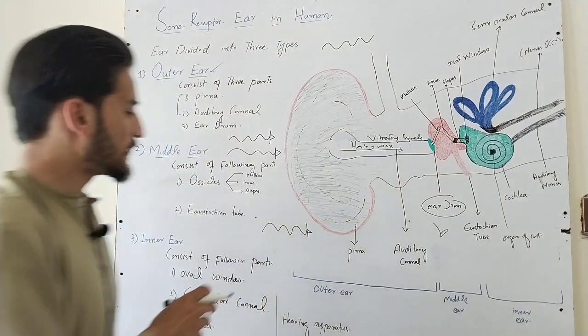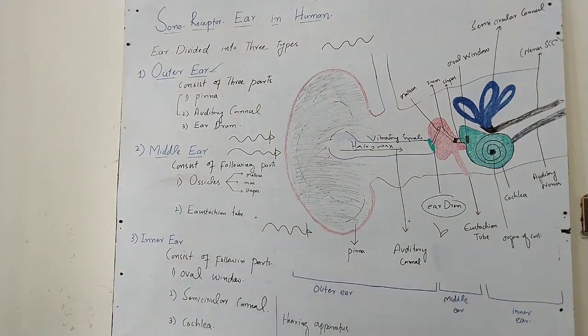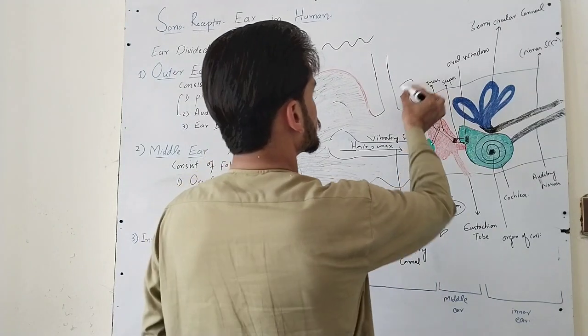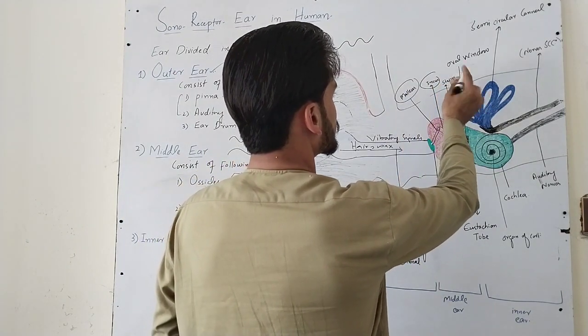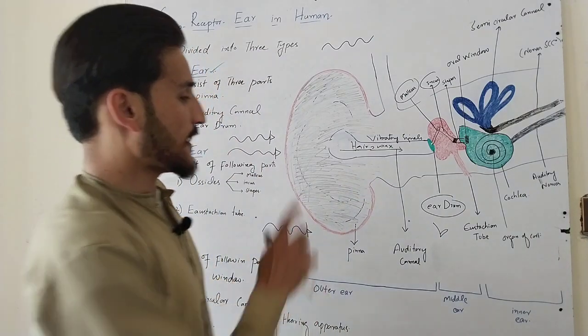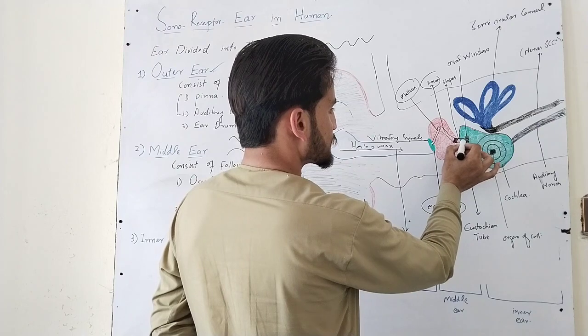Now if I talk about the middle ear, the middle ear consists of two parts: the ossicles and the eustachian tube. The ossicles are collectively three bones: the malleus, the incus, and the stapes. These three smallest bones are located after the eardrum. This is the malleus, this is the incus, and this is the stapes.